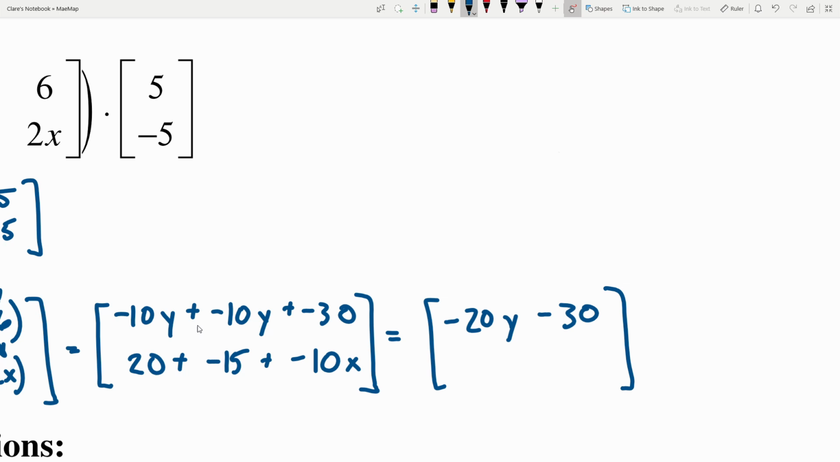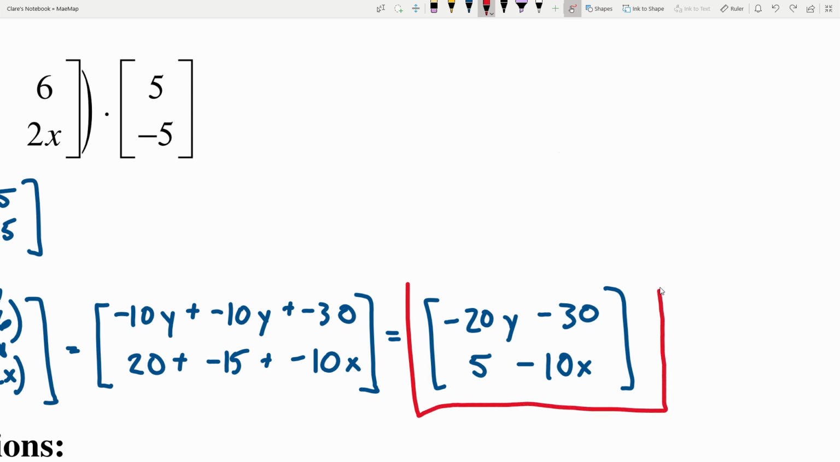Now, looking at my second row, 20 plus negative 15 is 20 minus 15, which is a positive 5. And then adding a negative 10x, I'll subtract a positive 10x. So my solution is a 2 by 1: negative 20y minus 30, and then 5 minus 10x. So I have one element in row 1 and one element in row 2.